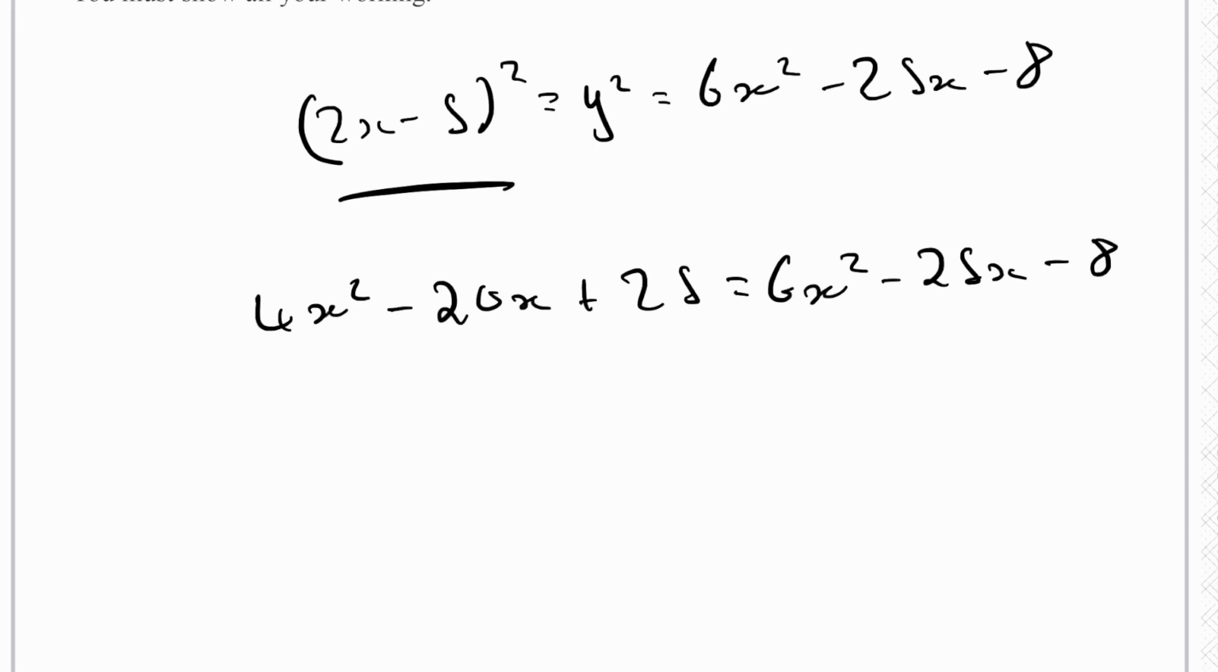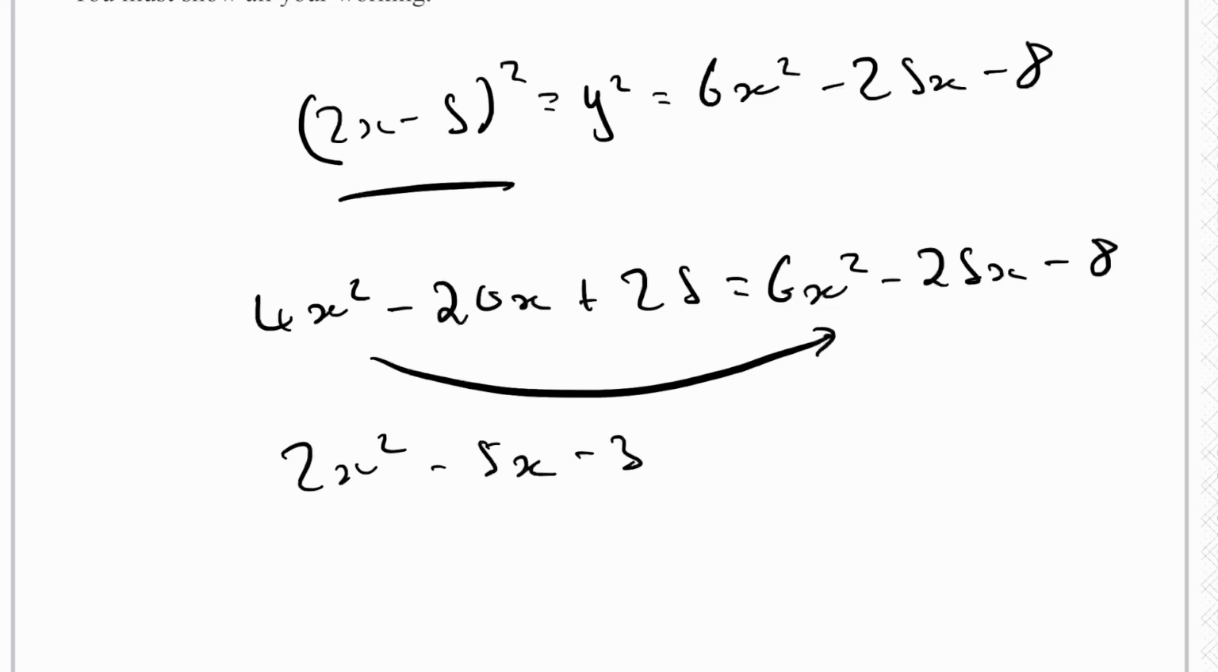And so here you can just simplify down. So 6x squared minus 4x squared should give you 2x squared. And then, so I'm just taking it to this side basically. And then minus 25x plus 20x should give you minus 5x. And then minus 8 minus 25 should give you minus 33. And then that's now our simplified formula.